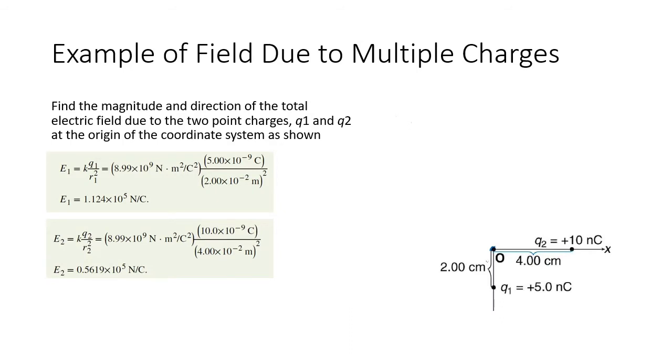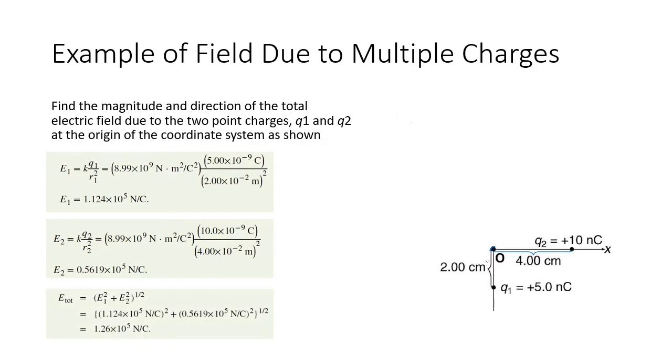Now for E2, to calculate E2, we're going to just look at the origin and the charge Q2. And we're using the same equation. k times Q2, which is 10 nanocoulombs, so that's 10 times 10 to the negative 9 coulombs. And the distance is 4 centimeters, so 4 times 10 to the negative 2 meters. You plug that into the calculator, and we get electric field 2 to be 0.5619 times 10 to the 5 newtons per coulomb.